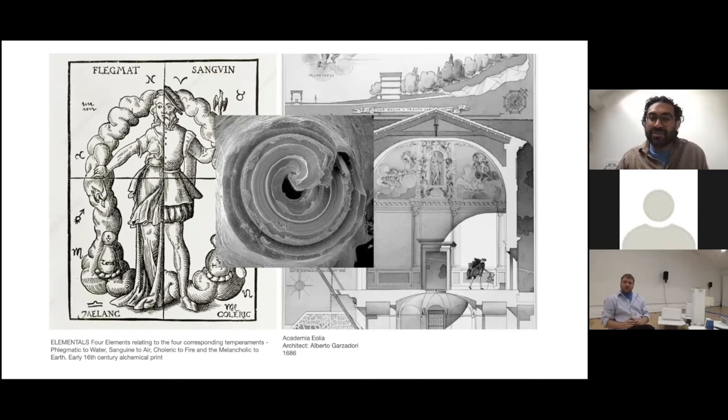And good health was thought to be the balance of these four fluids. So if you were choleric, that meant that you were very hot, and so you needed to be exposed to a cold wind, for instance. And this was incorporated into different architectures starting already in the 17th century with the Academia Aeolia by the architect Garzadori, just outside of Venice. So this is the advent of ventilation as related to hygiene and personal health.